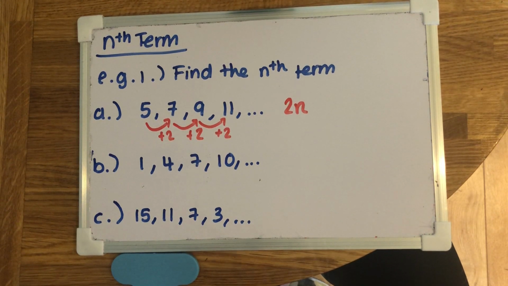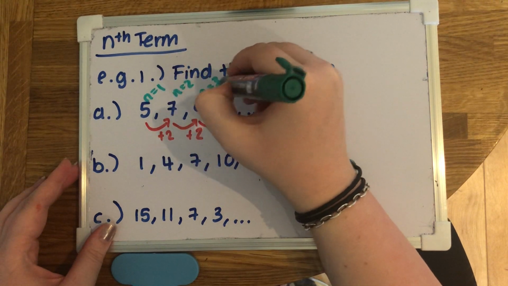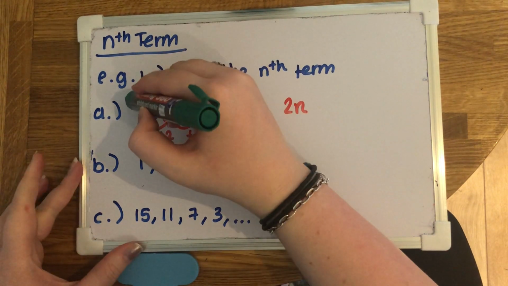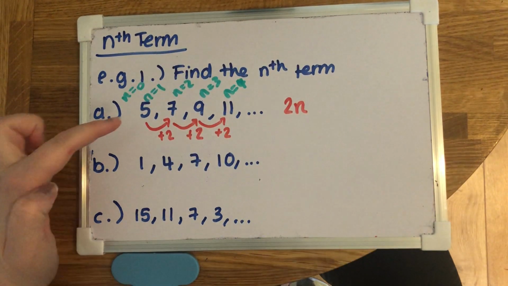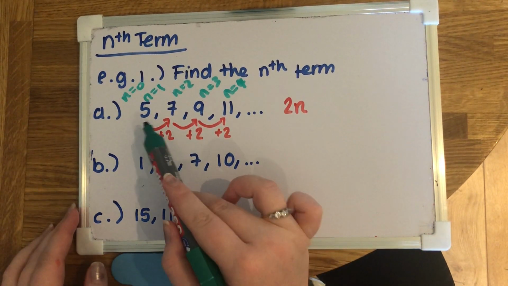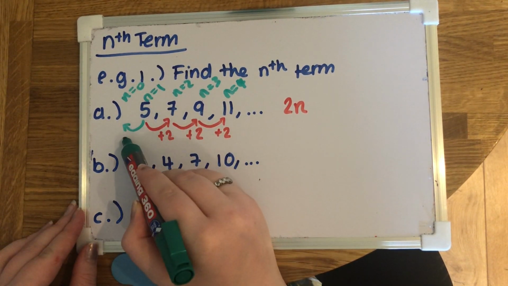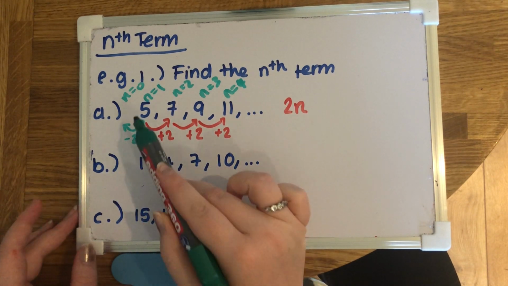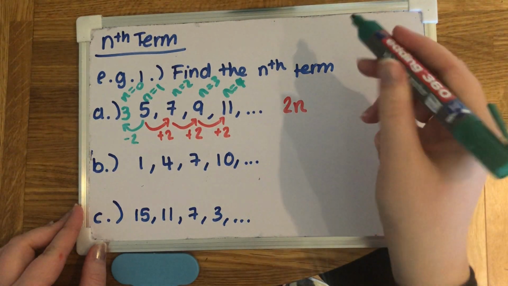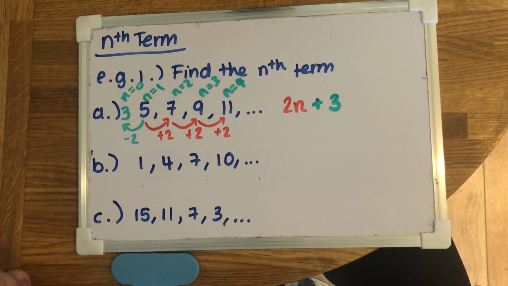The way to work that out is, these are when n is 1, n is 2, n is 3, n is 4. What we need to find is the 0 term, the number that would appear before the first one. Now all you do is the reverse of what's currently happening. To get from 5 to 7, we've been adding 2, so to get back to the 0 term, we do the opposite and take away 2. So 5 take away 2 gives us positive 3. That's what we have here, plus 3. And that's the nth term.